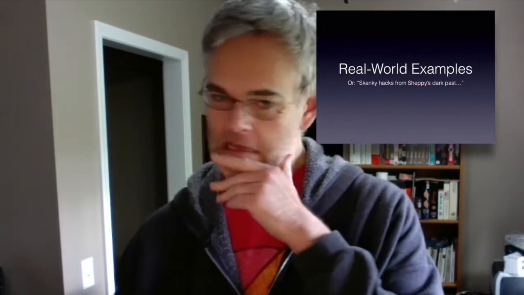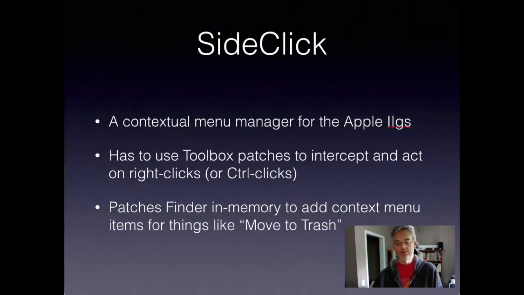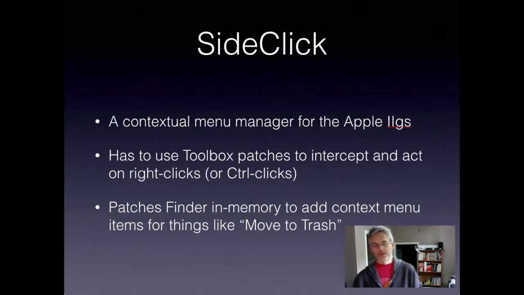A couple of real-world examples. I'm going to show you one from each of those two worlds that I live in as a developer, starting with one set of skanky hacks from my past and moving on to another. First off, Side Click. This is my contextual menu manager for the Apple IIgs. It adds IPC system requests and things like that to do things like register to context menu is being built, etc., so that the extensions or applications or whatever can add things to the menu if they choose to do so.